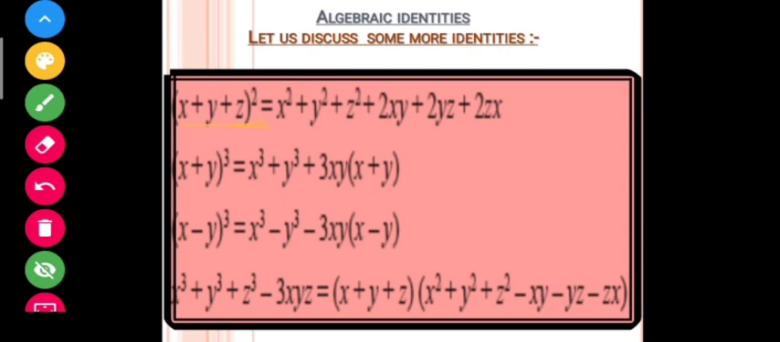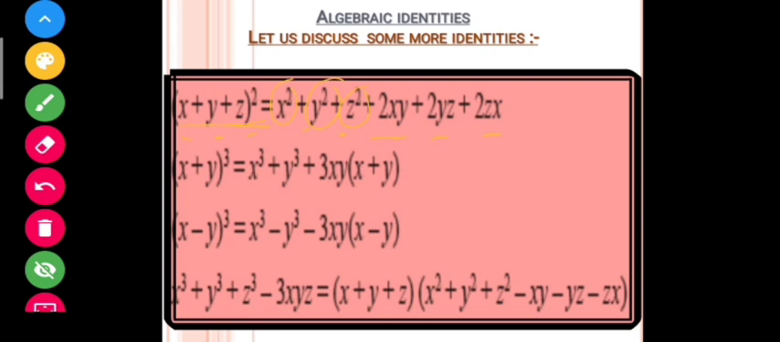What you have to do is square the first variable, then put the sign of addition, square the second variable, again put the sign of addition, and then the third variable. So if you have to take the sum of 3 variables and find their whole square, you square the first variable, put the sign plus, then square the second variable, and so on. After that, plus 2 into the product of the first and second term, plus 2 into the product of the second and third term, and plus 2 into the product of the third and first term.